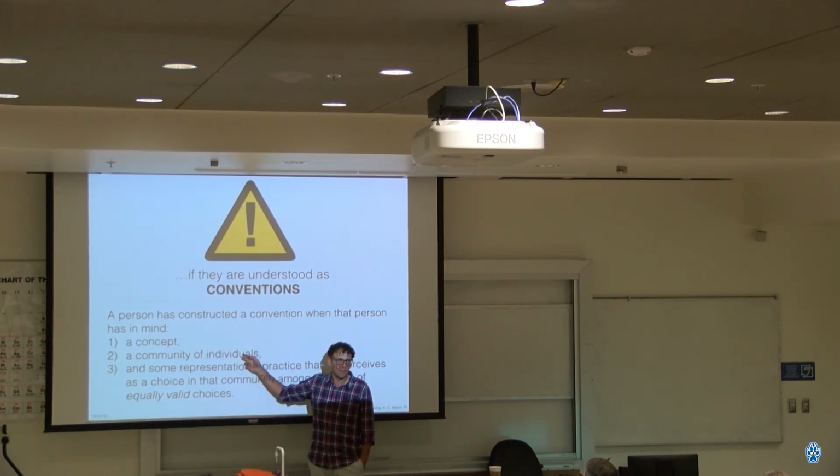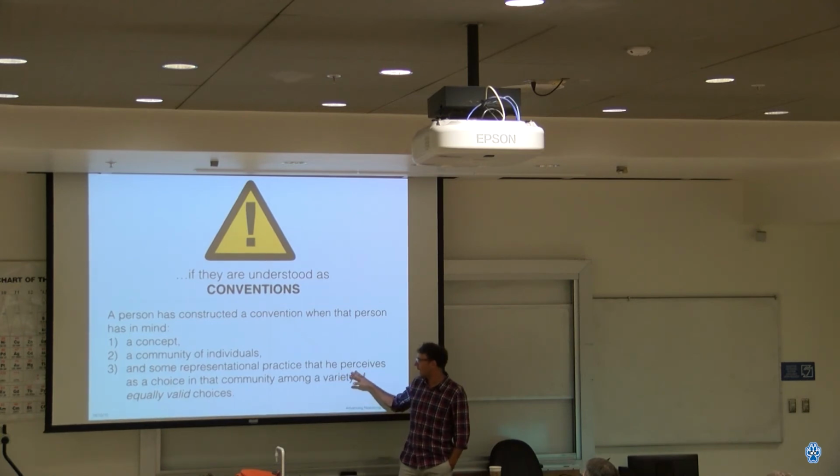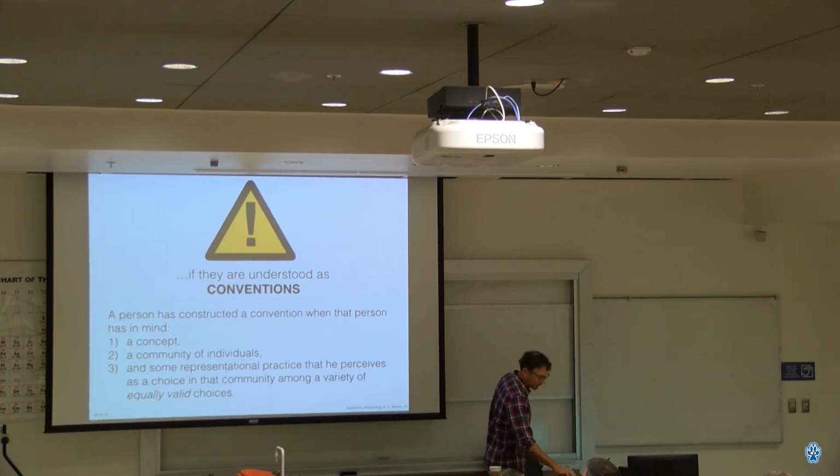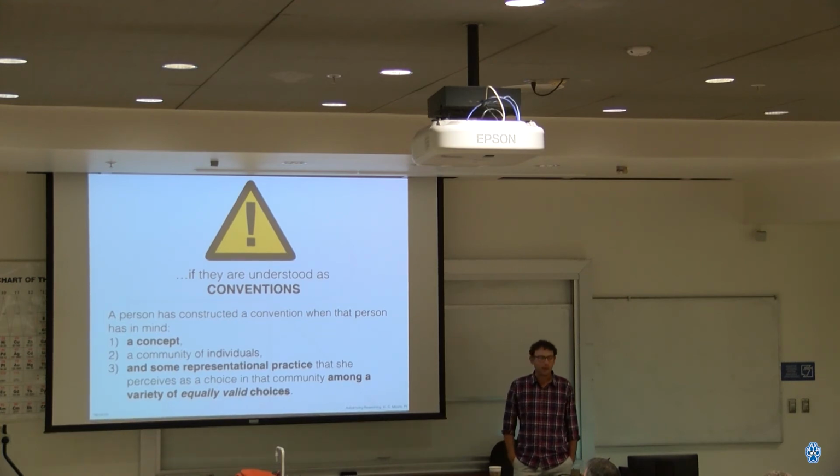And that can be anticipated interaction too. That could be me in my room creating something new and thinking, I might show this to people. What do I need to do to show this clearly? And some representational practice that he or she perceives as a choice in that community among a variety of equally valid choices. There's a key aspect along that last part. It has to be among a variety of equally valid choices, right? For something to be a convention, the other options have to be equally valid. Because if they're not equally valid, then it can't be a convention.